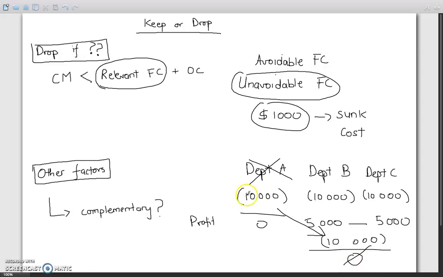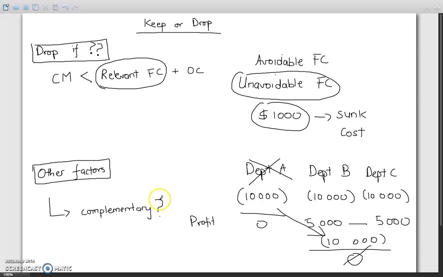So just because you decided to close this one department that was actually doing pretty well, because you were still earning a profit of 10,000, you lost it all. I know all this seems very technical, but once you get the gist of it and start doing questions, it's actually very simple, and I shall be doing a question later on.